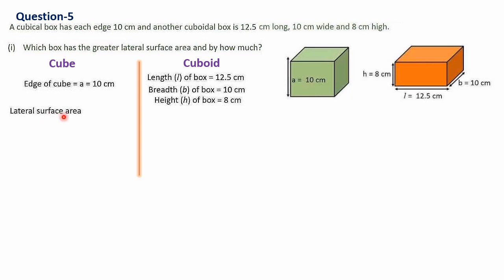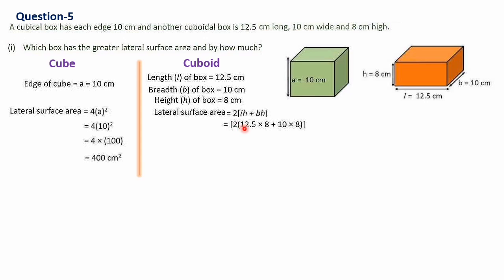Then lateral surface area of cube, we have learned the formula 4 into side square, that is 4 into side is 10, 4 into 10 square is 4 into 100, that is equal to 400 centimeter square. That is the lateral surface area of cube. Then for cuboid lateral surface area we have already learned this one. Either you can derive or you can directly write. So 2 into LH plus BH, that is equal to 2 into 12.5 into 8 plus 10 into 8.